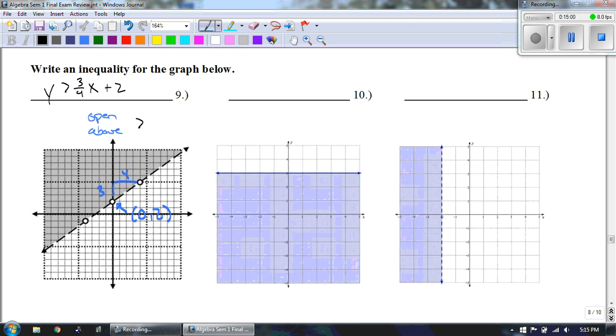All right, number 10. Number 10, the first thing I notice is that this is horizontal. When it's horizontal, it's only the y. Okay, it's a solid, and it's below at 3. So solid and below, so y is less than or equal to 3.